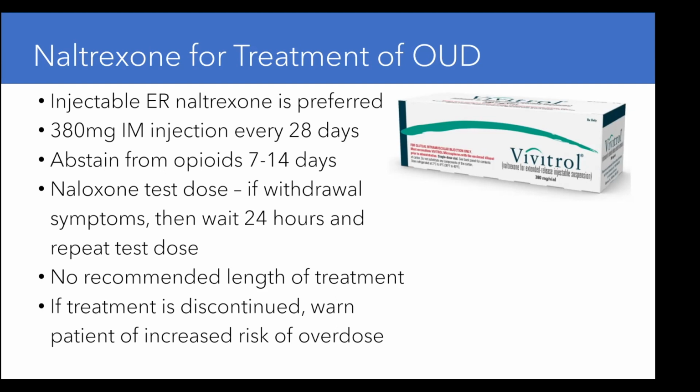A naloxone test dose is performed prior, and if withdrawal symptoms are present during this test dose, then it's recommended to wait at least 24 hours and repeat the test dose. This is to avoid any precipitated withdrawal. And then, in order to receive this injection, patients have to abstain from opioids for at least 7 to 14 days. And again, there's no recommended length of treatment for Vivitrol.